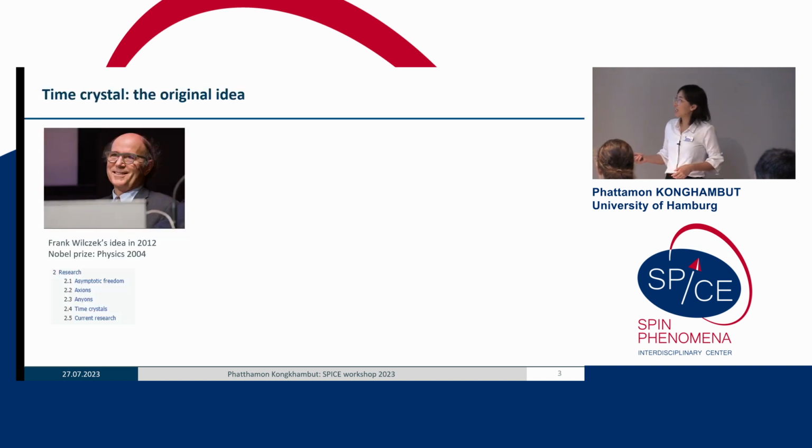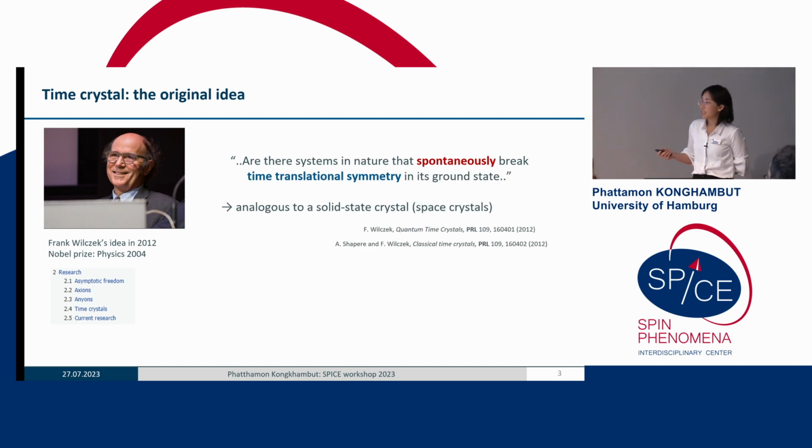So in physics, this question was raised by Frank Wilczek. He's a Nobel laureate. In 2012, he asked: is there a system in nature that spontaneously breaks time translation symmetry in its ground state in a closed system? It's really simple, analogous to a solid-state crystal, where you have a liquid state, and then the translation symmetry is broken and it forms a crystal, like water crystallizing into ice, for example.